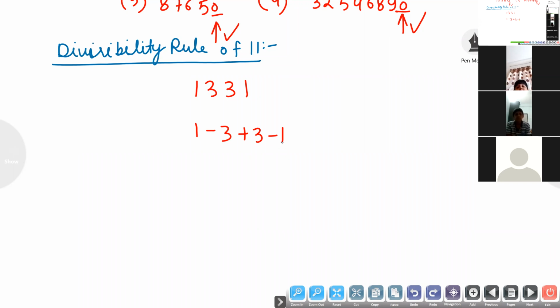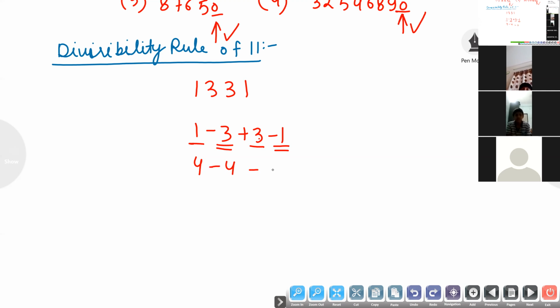Now I want to simplify. This is plus 1 plus 3, 3 plus 1, 4. Minus 3 minus 1. Minus 3 means you have taken 3 rupees borrow. Minus 1 means you have taken 1 more rupee borrow. Total how many borrow? 4 rupees borrow. 4 minus 4 is equal to 0.